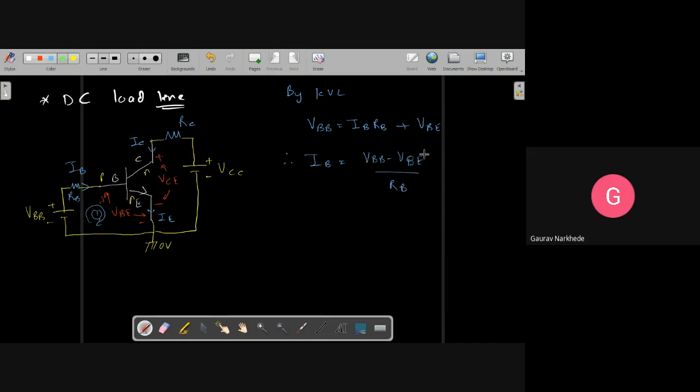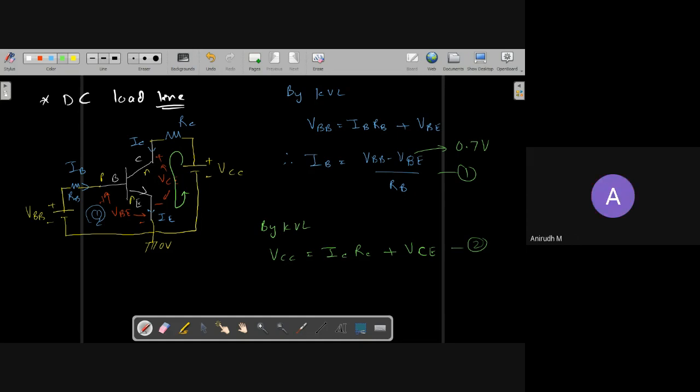Normally we are using a silicon transistor, so for silicon transistor this VBE is 0.7 volts, right? Any problem in this? No, sir. Similarly, there is another battery, so I can apply Kirchhoff's voltage law again, and I can say that this VCC is nothing but the voltage dropped across RC, that is IC RC, plus some voltage VCE across collector and emitter. So this was your equation number 2, and this was your equation number 1. Any problem in this? No, sir.